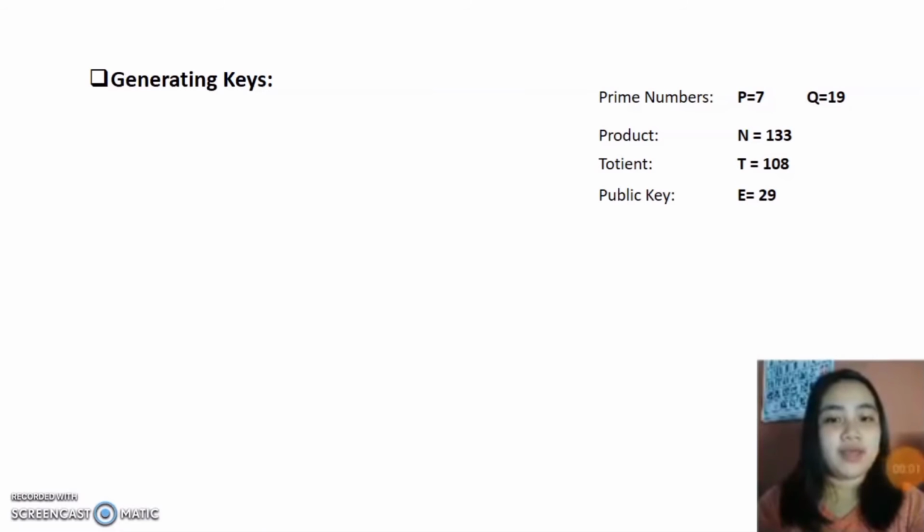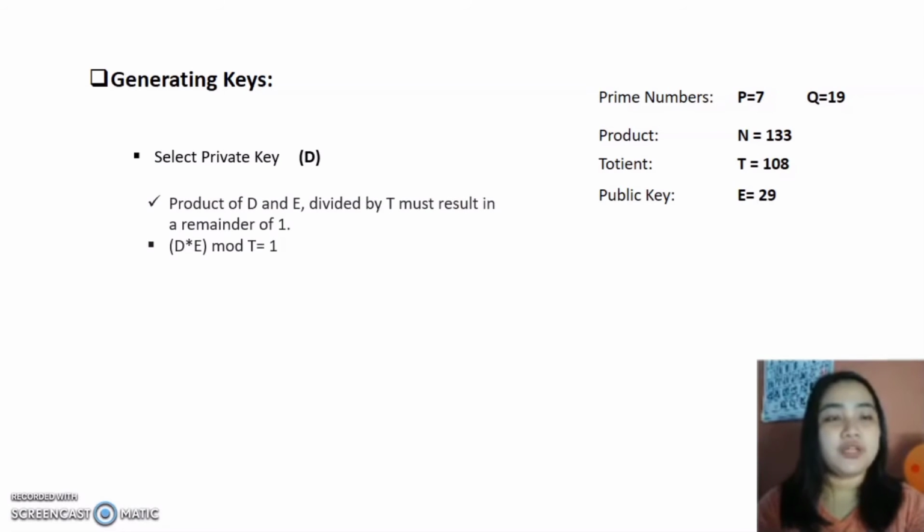Step 5. And the last step in generating keys is to select a private key, or let's call it D. For the private key, there is only one condition: if we multiply the private key and the public key, divided by T, or totient, it must result in a remainder of 1. Now we have here our example, and we're going to use the formula, which is D multiplied by E, mod T, is equal to 1.